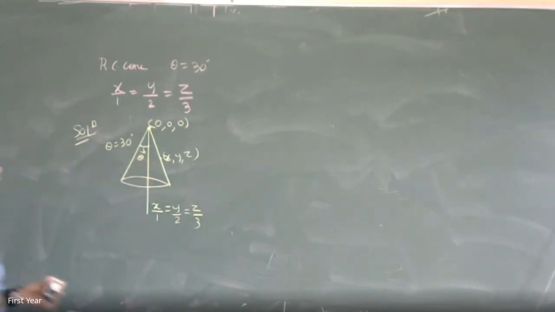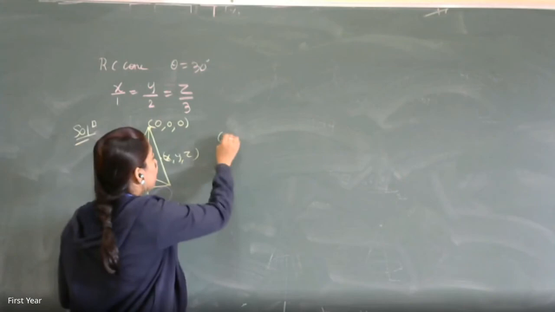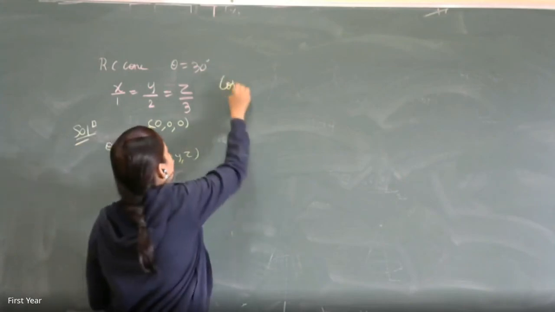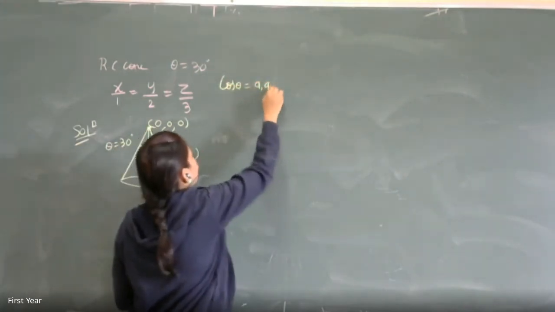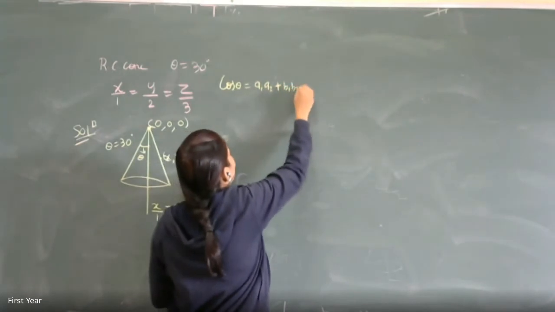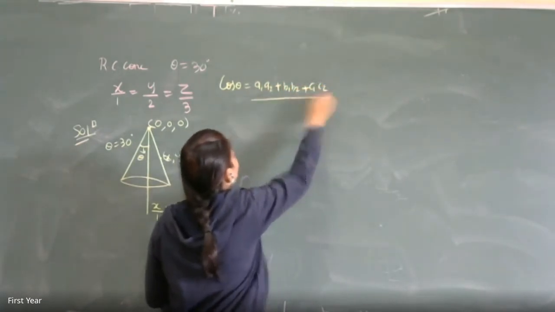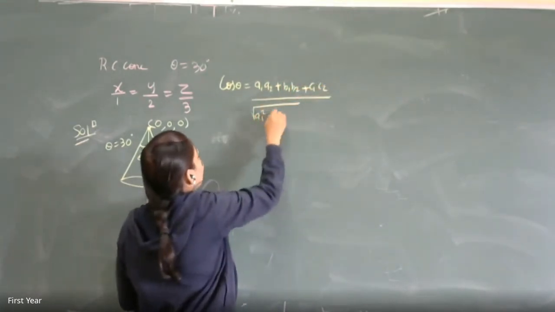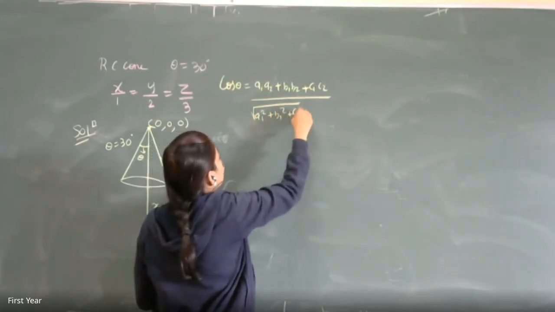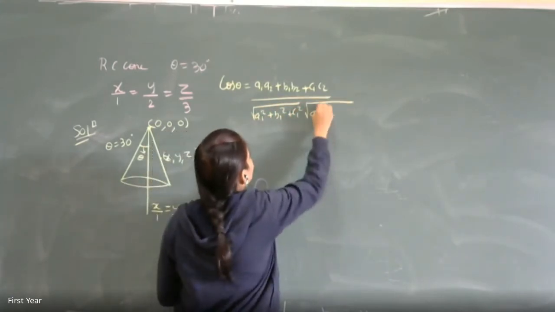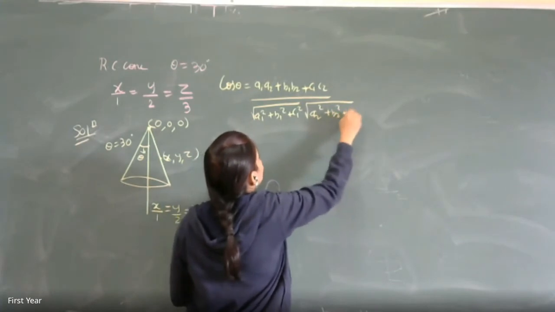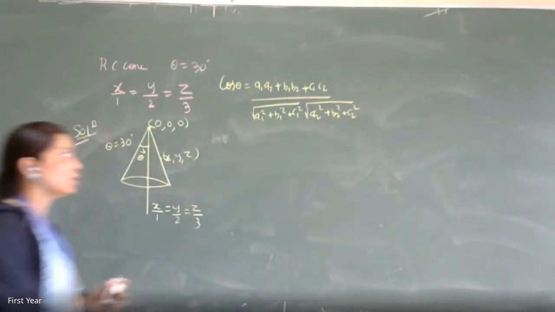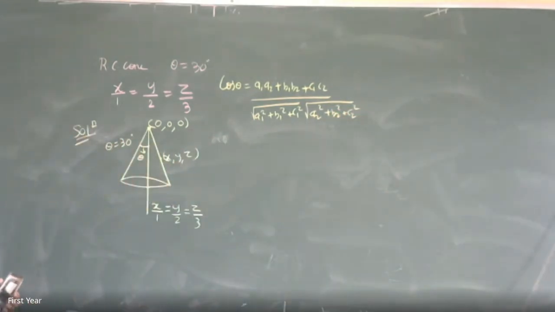So what do you want? You want to use the formula cos theta is equal to a1 a2 plus b1 b2 plus c1 c2 upon square root of a1 square plus b1 square plus c1 square into root of a2 square plus b2 square plus c2 square. This is the formula that you want to use because you can see two lines and there is a fixed angle between them and that is given to you.